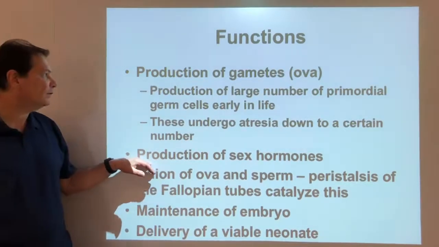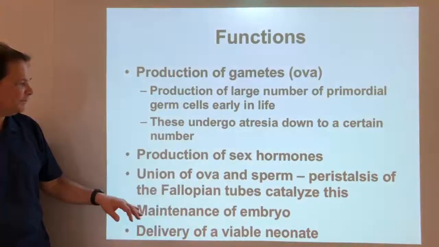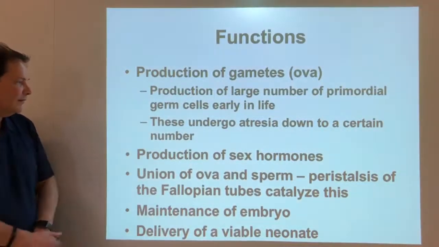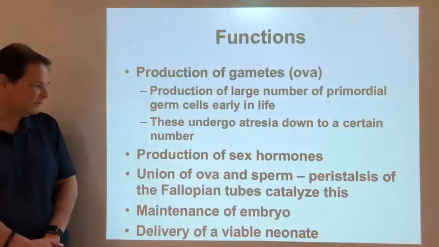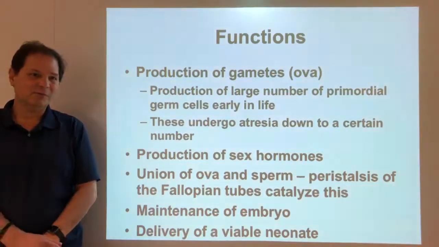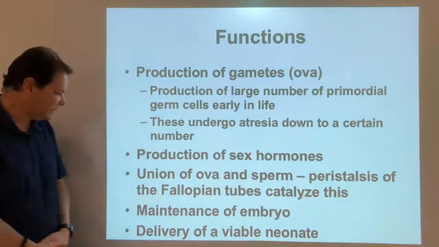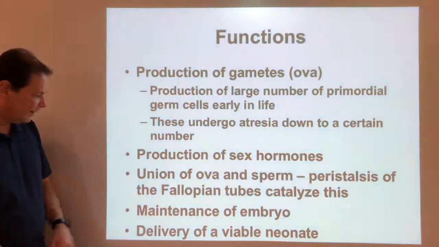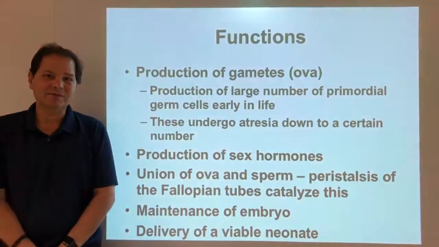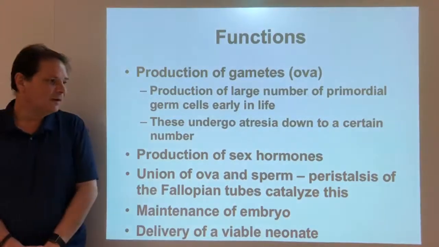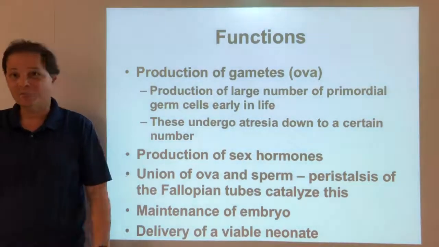Production of the sex hormones, which drives much of this development, particularly the development after puberty. Union of the ova and the sperm, so we have peristalsis of the fallopian tubes, which sort of bring the sperm swimming up and the ova coming down together so that the magic can happen. And we have maintenance of the embryo and delivery of a viable neonate, basically pregnancy. So these are all functions in terms of the female reproduction that we will be going through in this lesson and the pregnancy lesson.